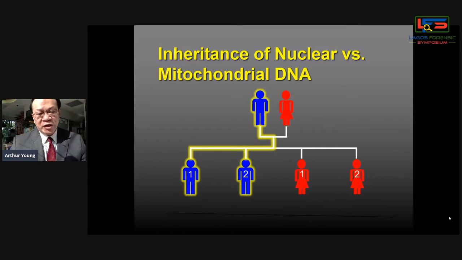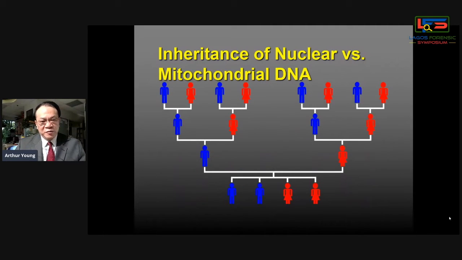So here we are looking at a simple family tree. A man and a woman have 4 kids, 2 sons and 2 daughters. And the father is passing on his Y chromosome to his 2 sons, as indicated by the yellow outline. However, the mother is contributing her mitochondria to all of her children, which includes the 2 sons and the 2 daughters.